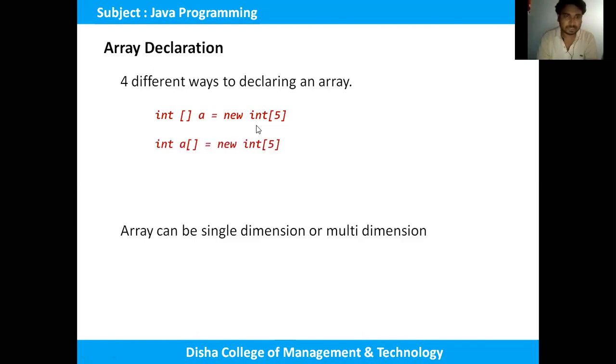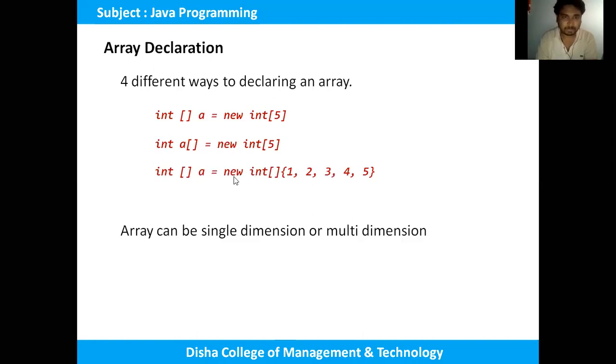The other method is that the bracket can be placed after the variable name, or before the variable name, or we can write the bracket in between the data type and the variable name. But in this case, the bracket is present after the variable name. So this is another way we can declare the array.